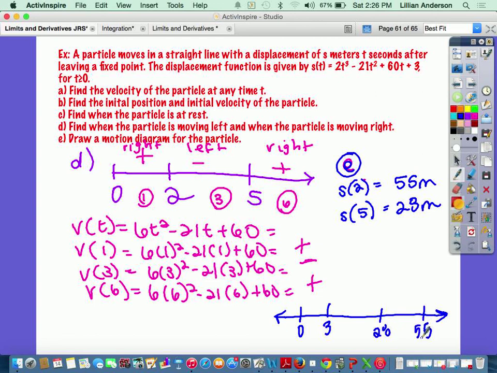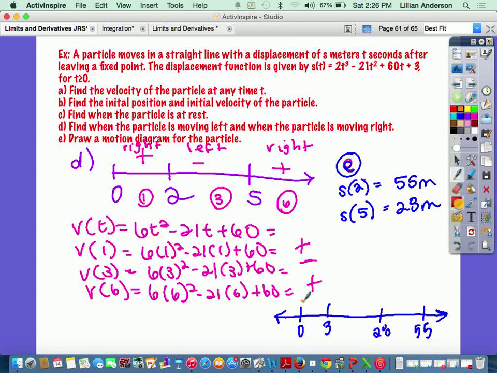Alright? Now if you're wondering why I put down 0 and why I put down 3, well remember, 3 meters, you were there when position was at rest. Okay? So that's why it's important to have 3. And of course you're going to have 0 because, well, you can't have negative meters. So we're going to start at 0. Okay? So now to draw our motion diagram.